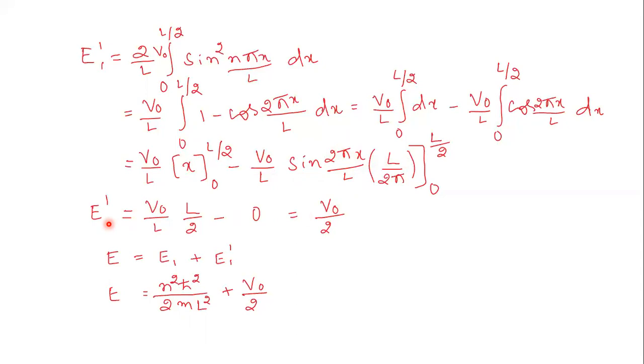Now the total ground state energy is equal to the actual ground state energy plus the energy part from the perturbation. E1 is n square h square by 8 m L square, or written in h bar terms, n square pi square h bar square by 2 m L square. Now this n square will become the value of 1, so h square by 8 m L square plus V naught by 2. This V naught by 2 is the perturbation E11. You should write 1 here. The total energy of this system will be the ground state energy without perturbation plus the energy contribution from the perturbation.